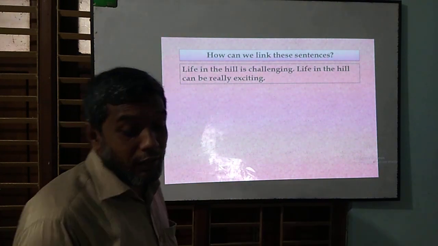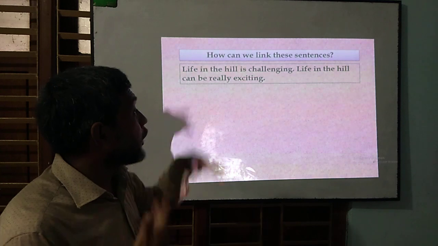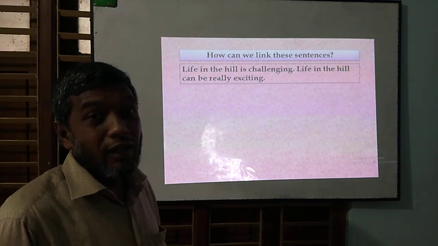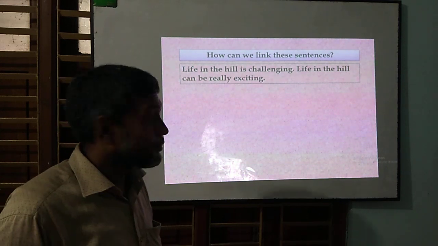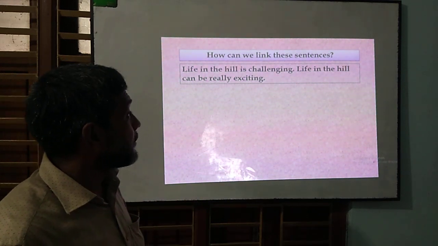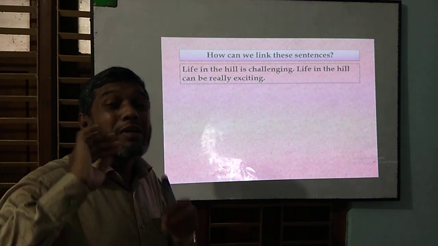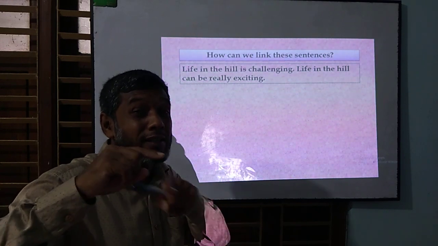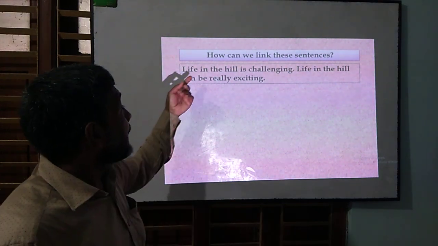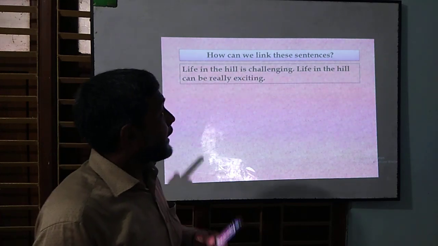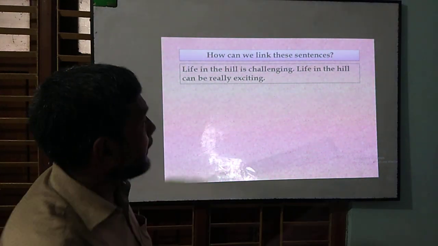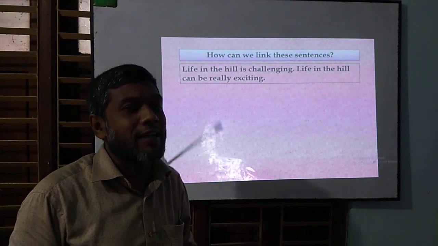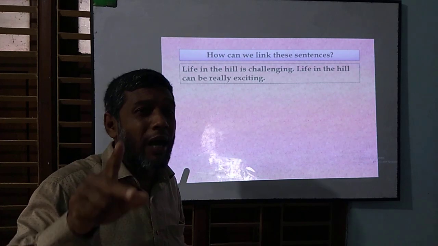Now, as a student, if you would like to join these 2 sentences together by using a linker, a connector, what will be your technique? I would like to tell you a technique. As a student, you must try to understand the relation, the coherence and cohesion in these 2 sentences. Life in the hill is challenging. In another sentence, I am telling life in the hill can be really exciting. So we would like to join these 2 ideas together.